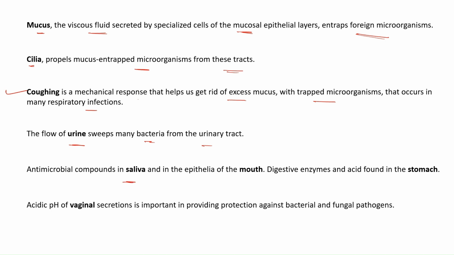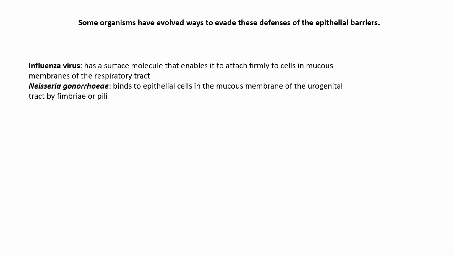We have saliva that is secreted in the mouth, and it also contains antimicrobial compounds. Even the digestive enzymes and acids that are found in the stomach are also helpful in the protection against the pathogens, because these digestive enzymes are acidic in nature. So this acidic condition will help to protect ourselves from the pathogens, because the pathogens cannot survive this acidic condition. The vagina is also acidic in nature. That's how it provides protection against bacterial and fungal pathogens.